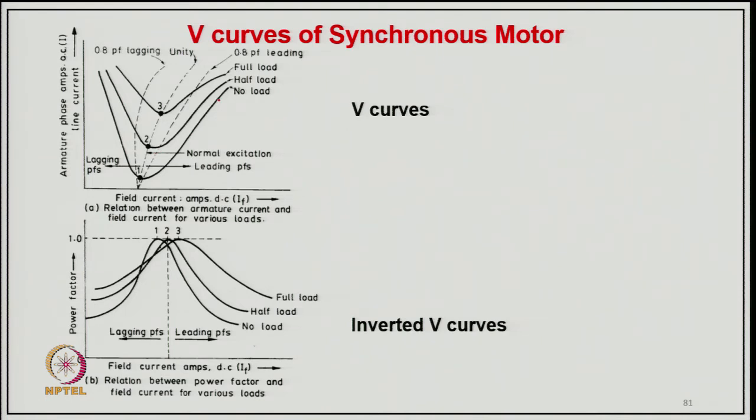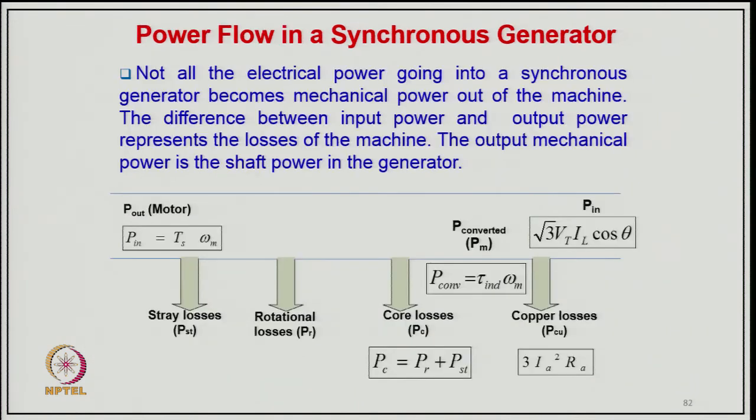And if you plot the power factor versus field current, these are the power factor curves, and this one corresponds to the full load. Then, because the load is less, the effect of armature reaction is less, and at no load it is further less. So this is typically an inverted V curve, and that we call the V curve.